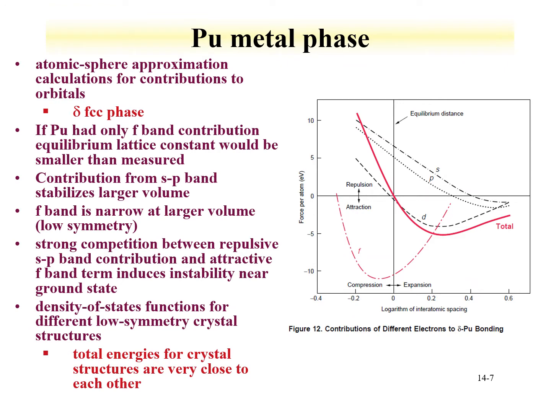An example of the mixing of different electron orbitals in the development of plutonium metal can be shown here with the delta plutonium, which has the FCC phase. The total contribution is shown in this solid red line. Now, if plutonium was only consistent with the f electron band, the lattice constant would be smaller than measured. It would be dominated by this. The contribution from the s and p bands, which are shown here, stabilizes larger volumes, and the f band is narrow at larger volumes. So if we look over here, we see that it gets narrower.